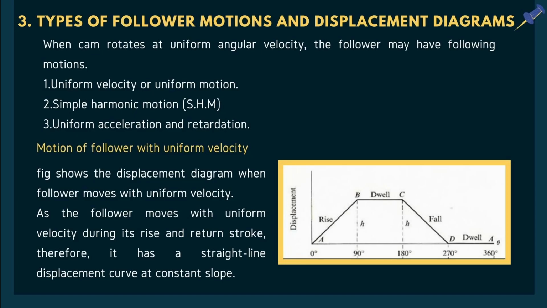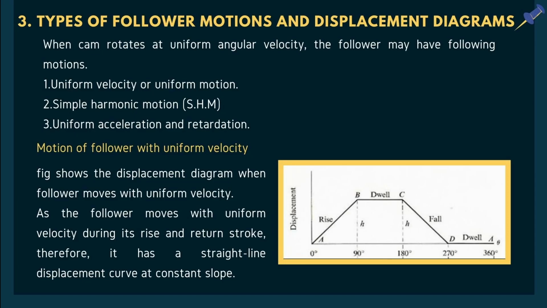In this displacement diagram, the base represents angular displacement of the cam in degrees, that is cam angle. In uniform velocity, slope is constant. The lines BC and DA show the dwell period in which there is no follower motion, and the lines AB and CD represent rise and return slope respectively with uniform velocity.